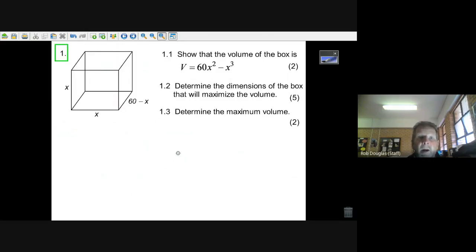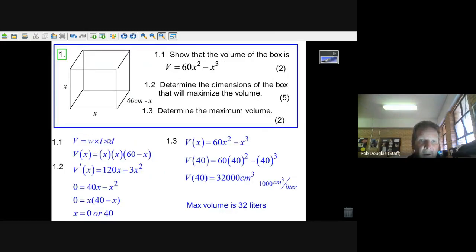Let's just start with a pretty easy question. You're given a box, and it looks like this base is x, and the height is x. This one side here is 60 minus x. The first thing they might say is show that the volume of the box is 60x squared minus x cubed. Volume is just multiplying all three sides together, so that's what you do: width times length times depth. So the volume function is just x times x times (60 minus x).